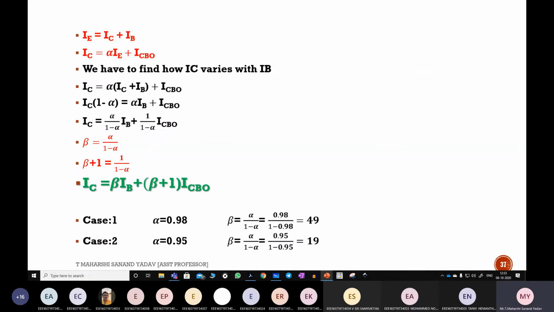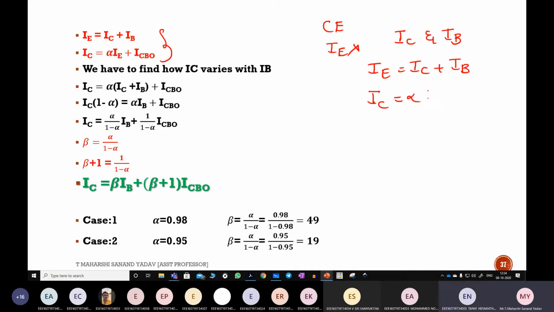Again, these two are default. Now, can anyone try to explain this? This is common emitter, so there is no term of emitter current. The relation should be only in terms of IC and IB. Here we know that emitter current is equal to collector current plus base current, and the formula for IC is alpha IE plus ICBO. Now I don't want IE, so I need to eliminate this term.